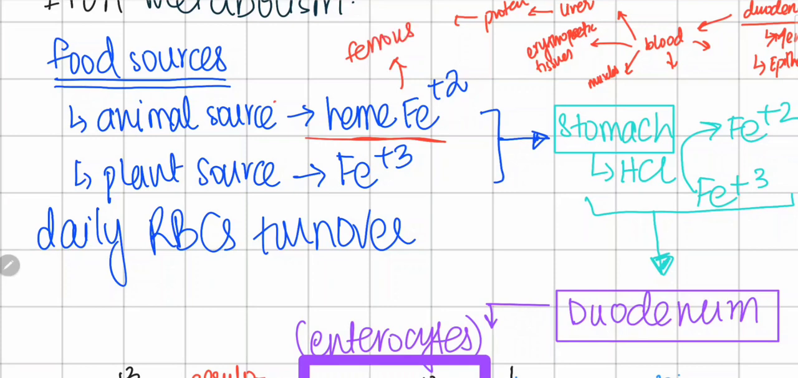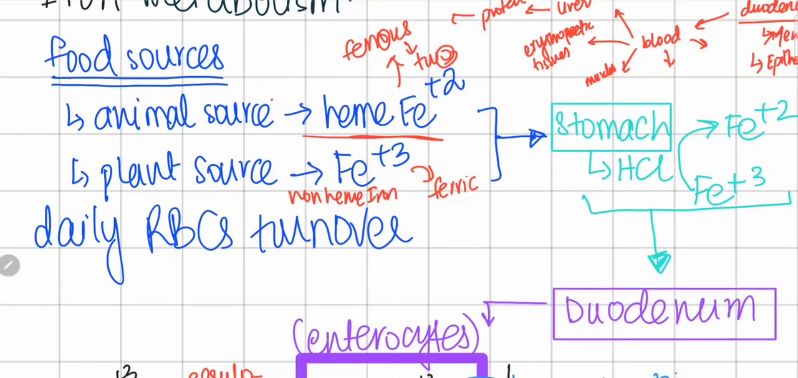So I would like to remember it this way: because it's 2, and 2 has O in it, and ferrous has O in it. So that's how I remember that Fe+2 is ferrous. And Fe+3 is ferric. And that is from plant sources or non-heme iron. We call it the non-heme iron. And other than the food sources, we can also have iron from daily RBC turnover, that are senescent RBCs.